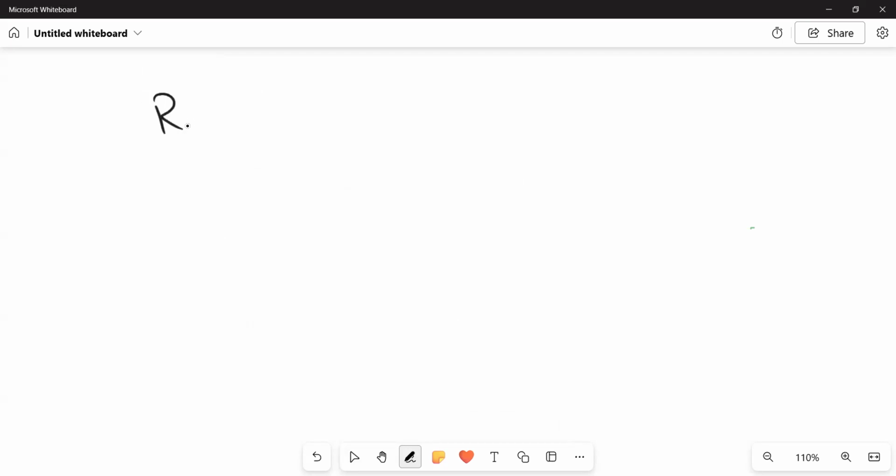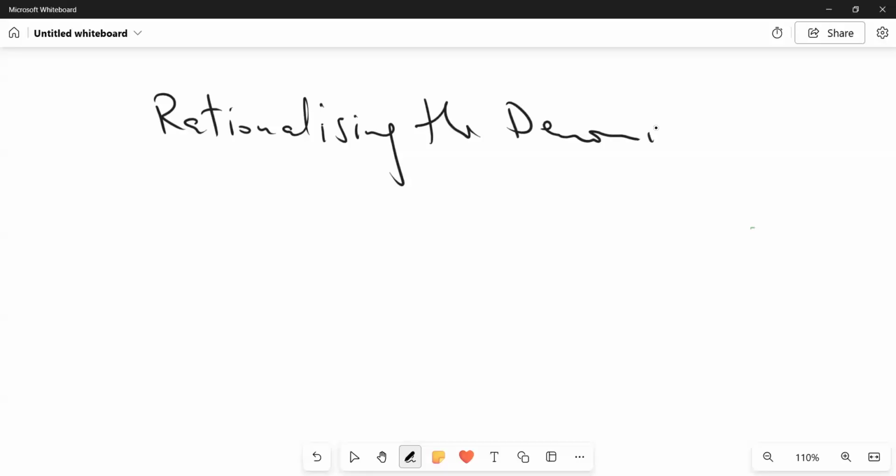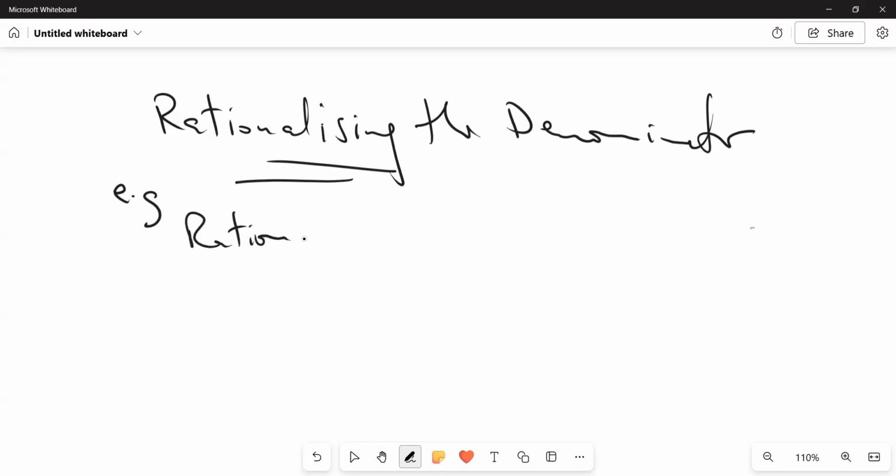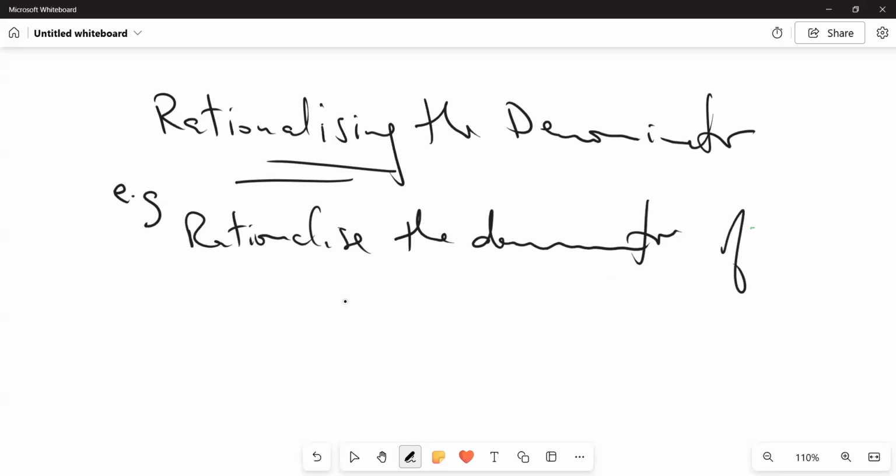You're going to see this term, rationalizing the denominator, right? You see that, right? Rationalizing. What they're talking about here. Let's take an example. Say somebody tells you to rationalize the denominator of 3 over 2 root 7, something like that.